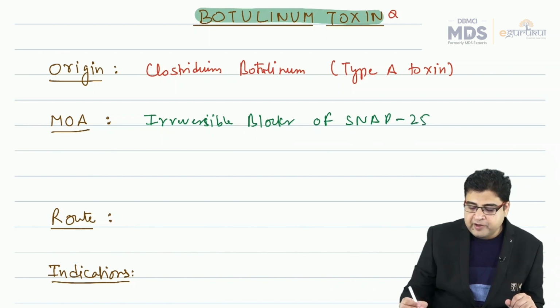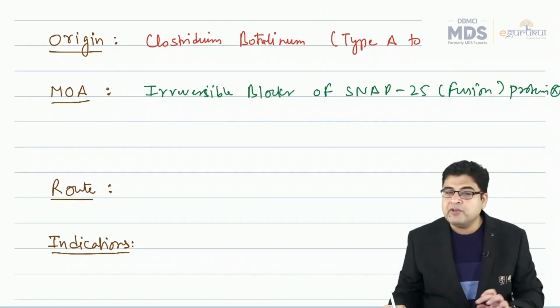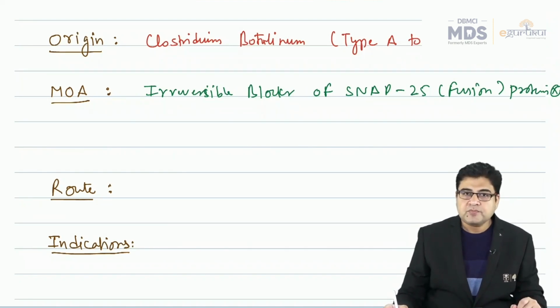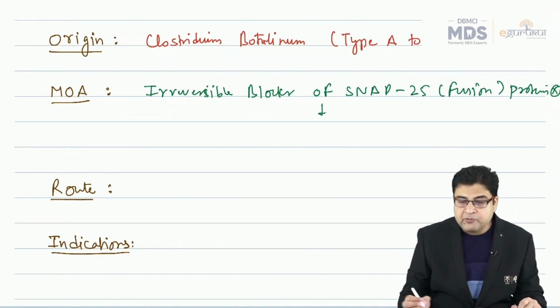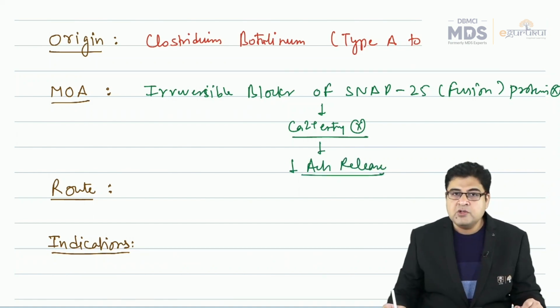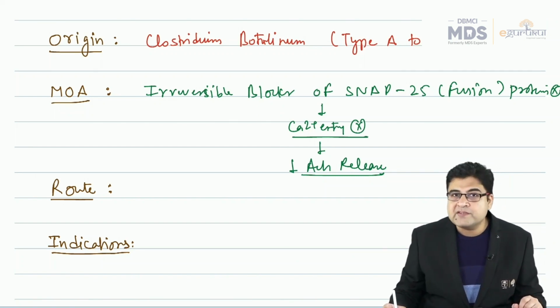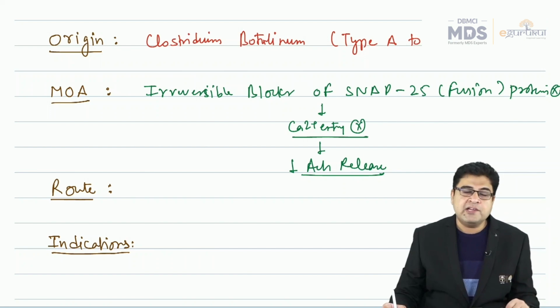Guys, what is SNAP25 protein? It's a type of fusion protein. So this medicine is an irreversible inhibitor of a fusion protein. We call it SNAP25 protein. Now, once it blocks the SNAP25 protein, what will happen? The calcium entry is not possible. And when this calcium entry is not possible, then acetylcholine release is also not possible. So this medicine is ultimately a blocker of acetylcholine release by blocking the SNAP25 protein and also blocks the calcium entry indirectly.